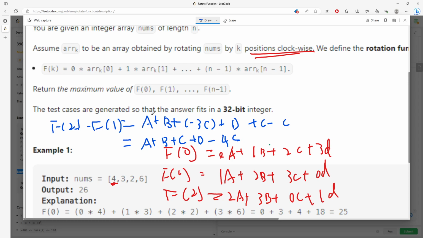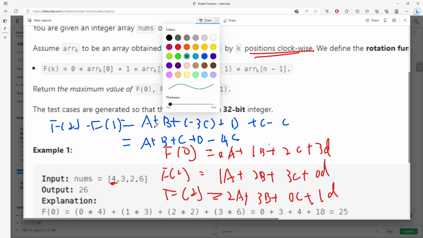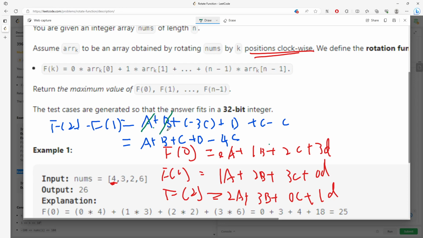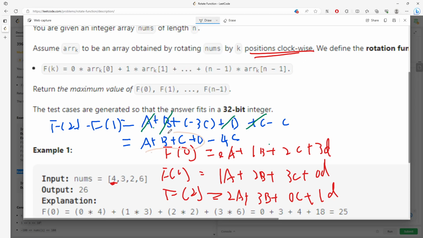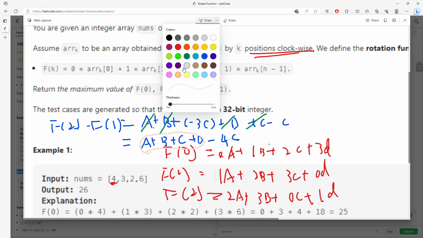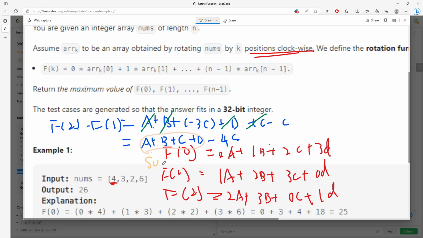Am I right? Let's double check. A, I use it. B, I use it. D, I use it. C, I use it. So minus 3C minus C is going to be minus 4C. Again, this will be the sum, so sum minus 4C equals f of 2 minus f of 1.